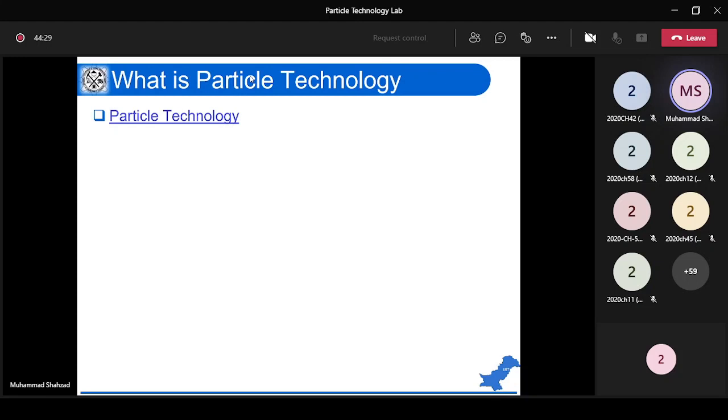Next, anything else? '96. Yes, '96. Please go ahead. That science which studies the behavior of solids, the bulk. This is very right too, because studying the behavior of particles in the form of bulk is also included in particle technology. Okay, that's right.